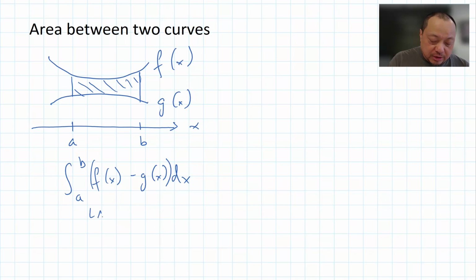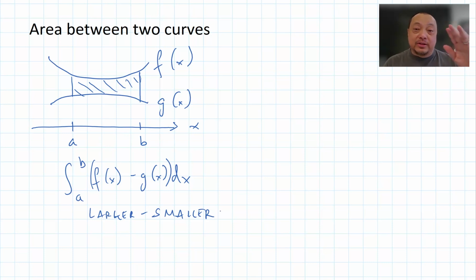So this is the larger minus the smaller. In order to get the area between two curves, I always must do the subtraction of the larger minus the smaller, so I can have a positive number, right? And now you start to see what the problem is. The problem is if they start crossing each other, then what counts as larger changes.